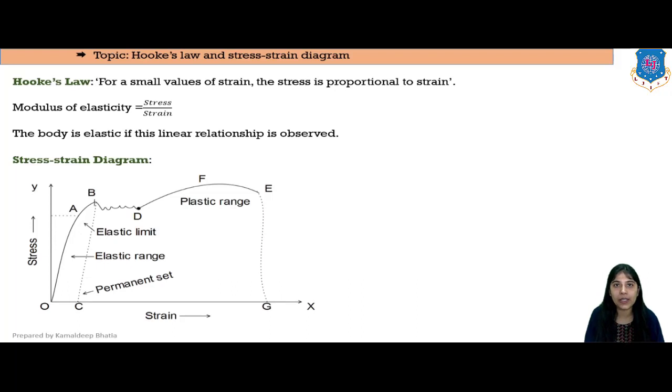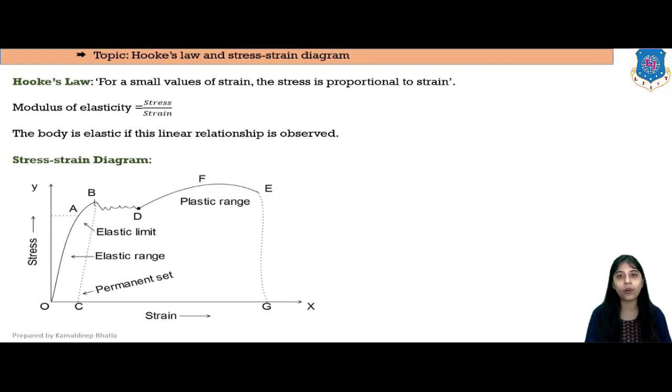Here in our case, work done per unit volume during the process can be obtained from the curve OA, BD, FEG. So this is all about the stress strain diagram. Now let us refer to some key points.